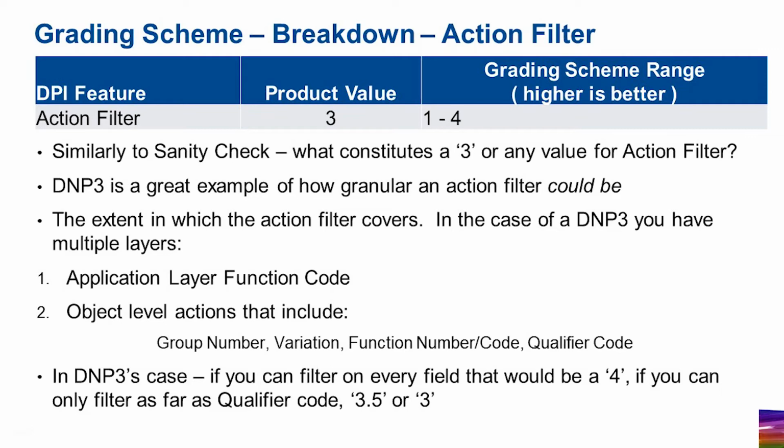So if your product can actually allow you to granularly filter on all these things, then to me that's a 4. And you could expand this grading scheme how you want. You could go to decimals if you want. I just chose whole numbers, but if it can do pretty much everything, then maybe give it a 3.5. In the end, it's really the customer that you're trying to figure out, what do I really need here?